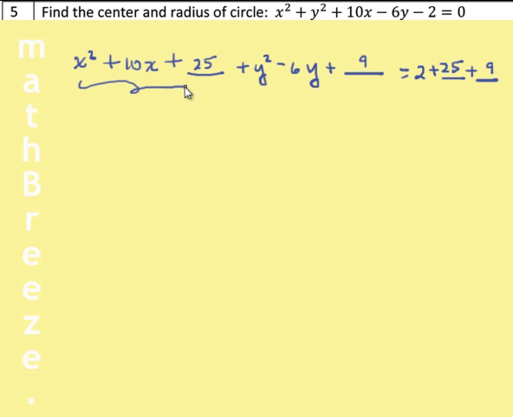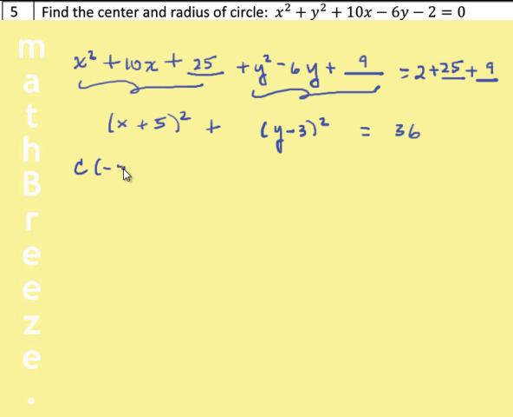Alright, so now we have x plus 5 squared, y minus 3 squared. And here we have 36. So center minus 5, 3. Radius square root of 36 or 6.